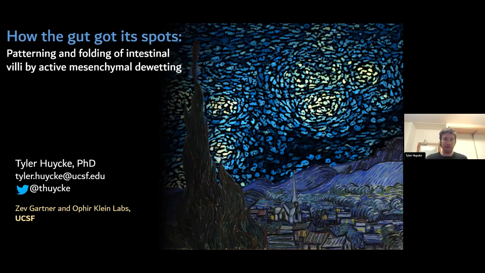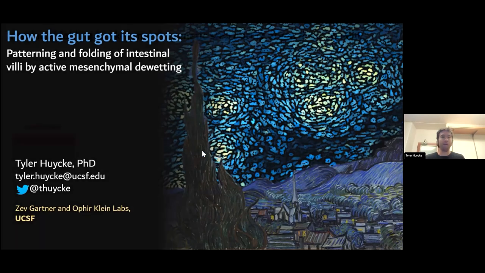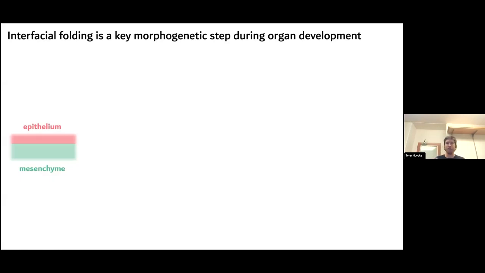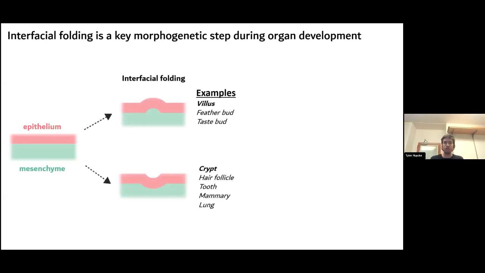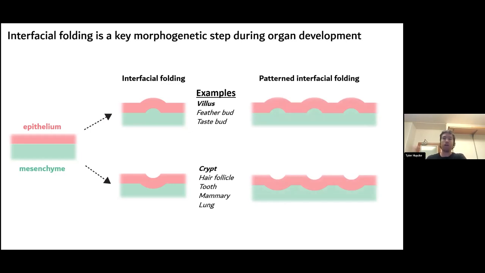So I want to start out with this general idea that most of our organs begin their journey through morphogenesis as an epithelial sheet overlying a mesenchymal stroma. A really critical step to generate mature, functional, morphologically distinct organs is the emergence of folding, or the generation of interfacial curvature at this epithelial-mesenchymal interface. And this is often iterated across a field of cells to generate a pattern across the scale of the tissue.